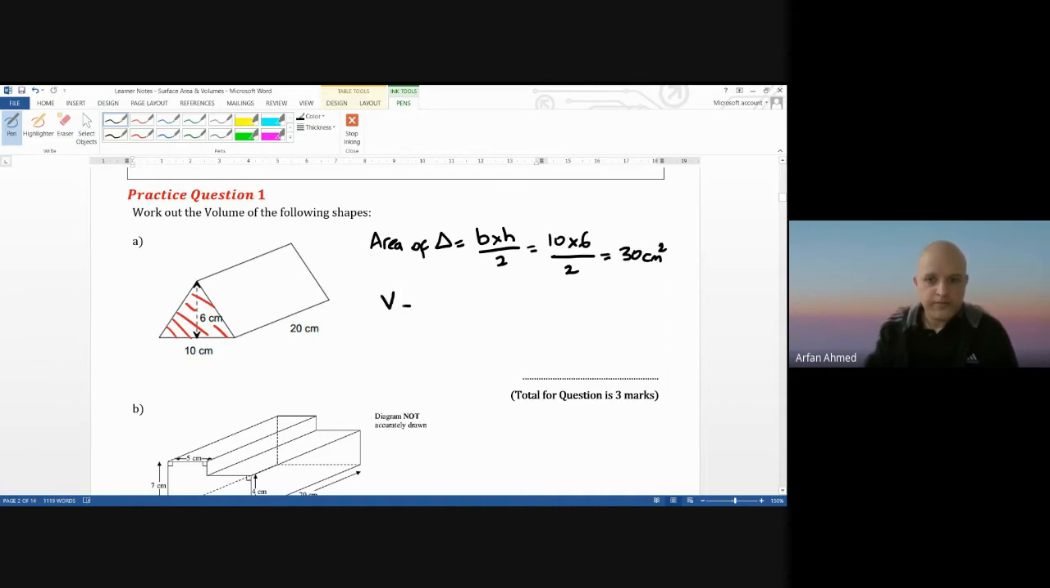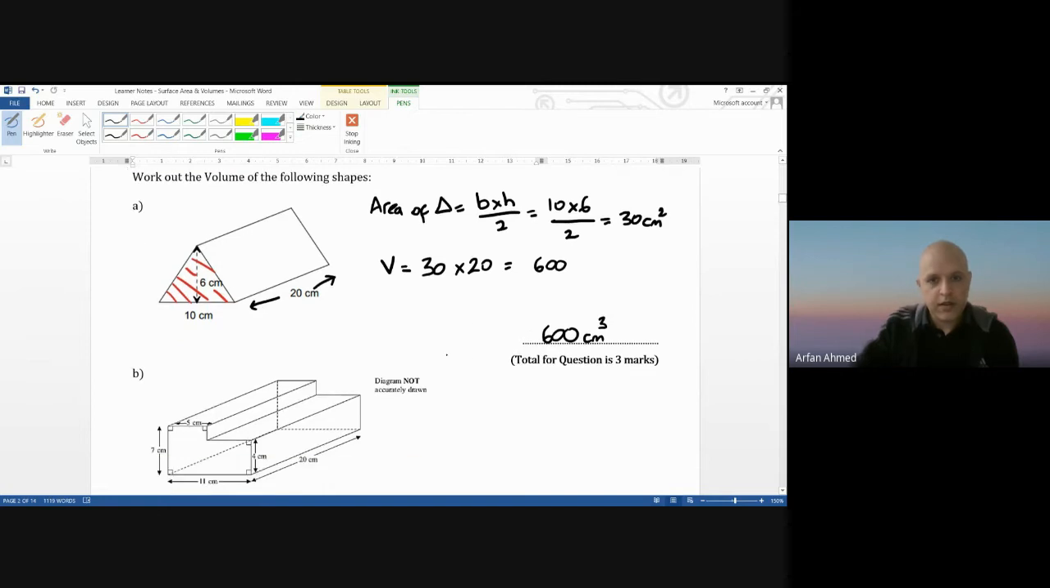Our formula is volume equals area of the cross-section, which is that, 30, multiplied by how long this shape is, which is technically that length from there to there, which is 20. So it's going to be 20 multiplied by 30, 600. That's going to be centimeters cubed. Yeah, so anything to do with cubed is to do with volume. Anything to do with squared is to do with area. Yep, don't forget the correct units. That's that one done.